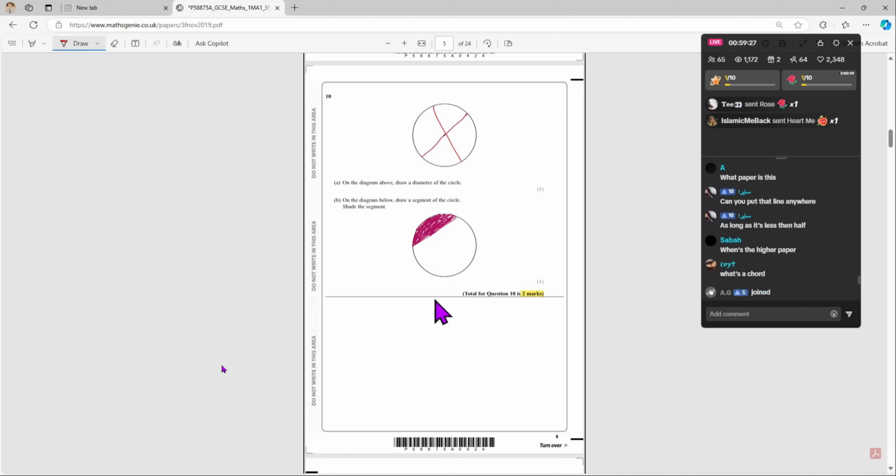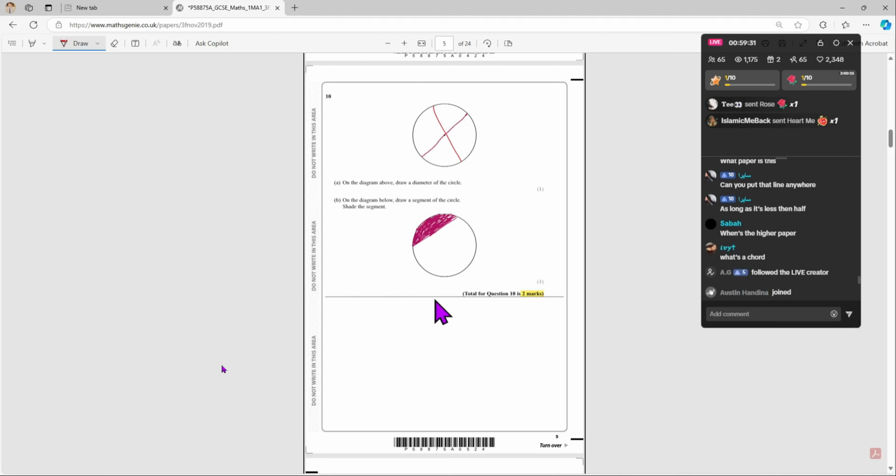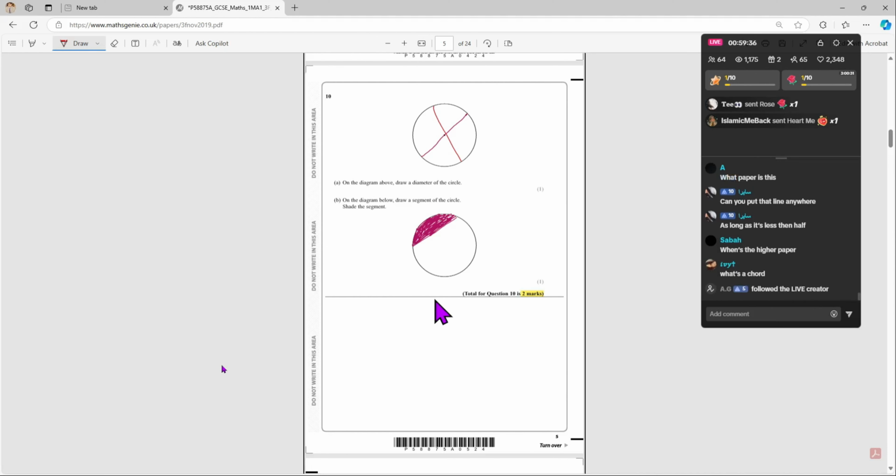When's the higher paper? I'm going to do the higher paper tomorrow. Yesterday I was in the higher paper. Lots of people were there as well. Today was the foundation day. So I'm going to do the higher paper tomorrow, okay?